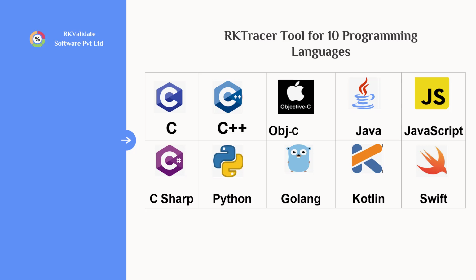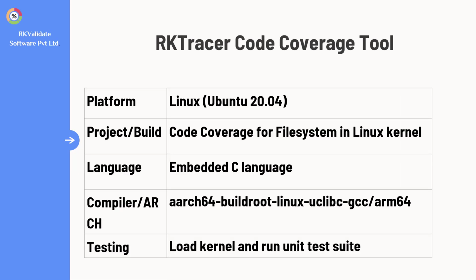Hi guys, ArchiTracer is a code coverage tool for 10 programming languages. It supports all build environments, compilers and cross compilers independent of the target architecture without any limitations. In this video, we're going to learn how to generate code coverage using the ArchiTracer code coverage tool for file system in the 64-bit Linux kernel.